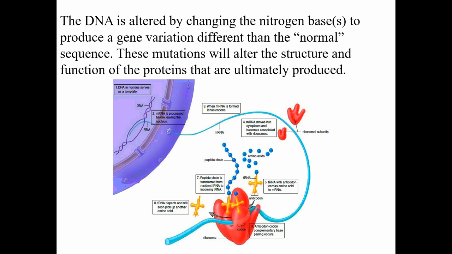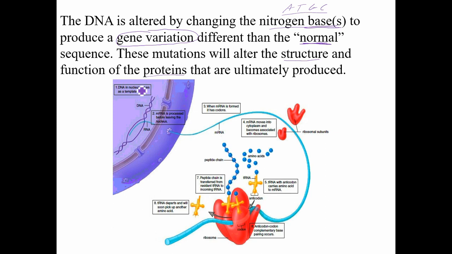So if we take the DNA and alter one or more of the nitrogen bases, remember, they code for the genetic information. DNA is made up of the sugars, the phosphates, and the nitrogen bases. The nitrogen bases are the A, the T, the G, and the C, and that is the genetic code. So whatever I have in quotation marks here, the normal version, if we have alterations to the genetic code, then we have gene variation, and that gene variation can alter the structure and the function of the proteins that are ultimately produced.